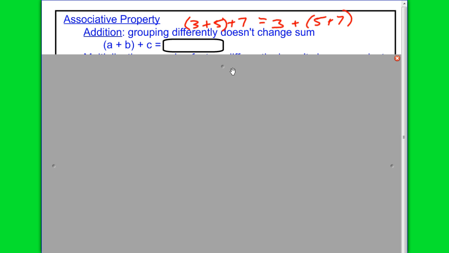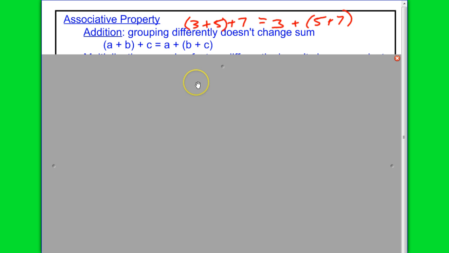So the associative property of addition says grouping your addends differently does not change the sum. And here we have it as a rule. Brianna, could you finish the rule for us? Okay, but we'll keep the order the same. So we'll say equals A plus, then she said use parentheses around B plus C, and that is correct. So the order is the same, it's just the grouping that's different.